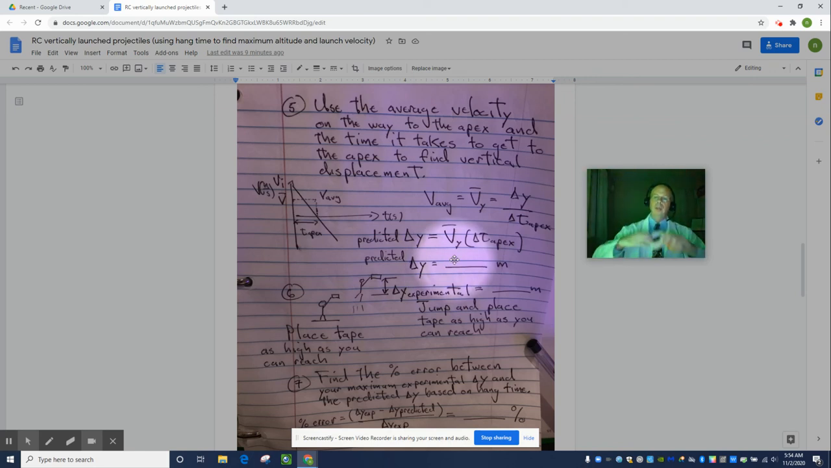Then you're going to put a piece of masking tape on the wall as high as you can reach while your feet are still in contact with the ground. Then you're going to jump as high as possible and slap a second piece of tape on the wall. The difference between these two pieces of tape is your experimental vertical leap. That is your real y displacement.